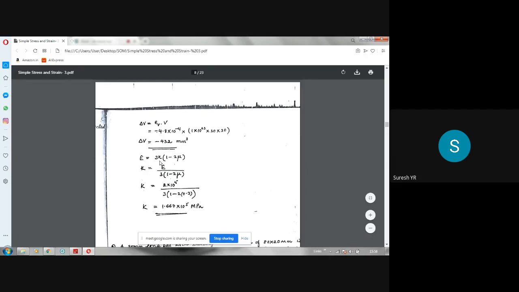So E is equal to 3K into 1 minus 2 mu. So that you just substitute here. So K will be E divided by 3 into 1 minus 2 mu. So mu value is given as 0.3. So E value and mu value will be known. So just substitute and simplify, you will get the value of K. So this is what I wanted to explain.